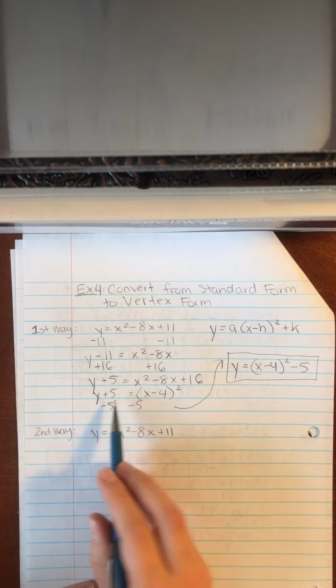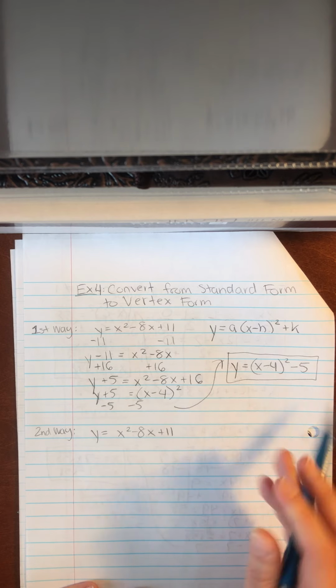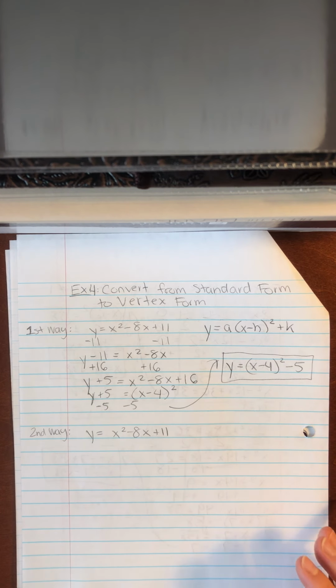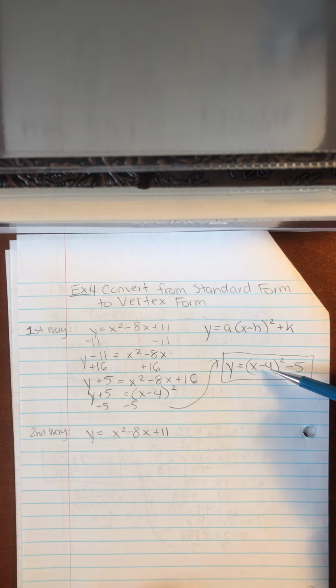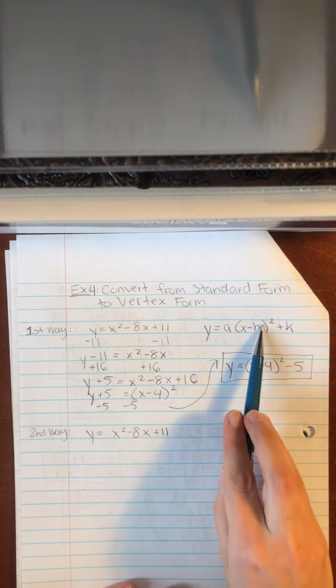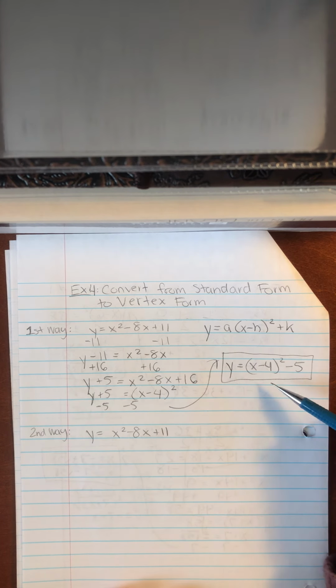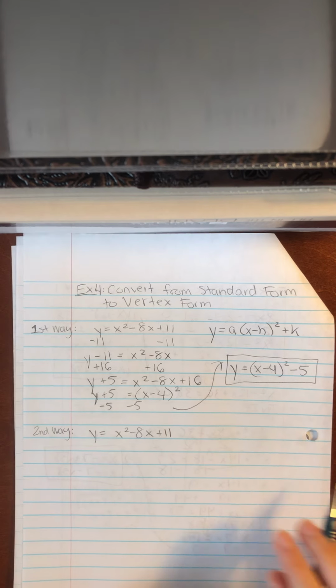So your goal is to get y by itself, and to do that you just have to move the 5 over. It's a little bit different than completing the square because the last step is different. But as you can see, this is vertex form now, right? Vertex of 4, negative 5.